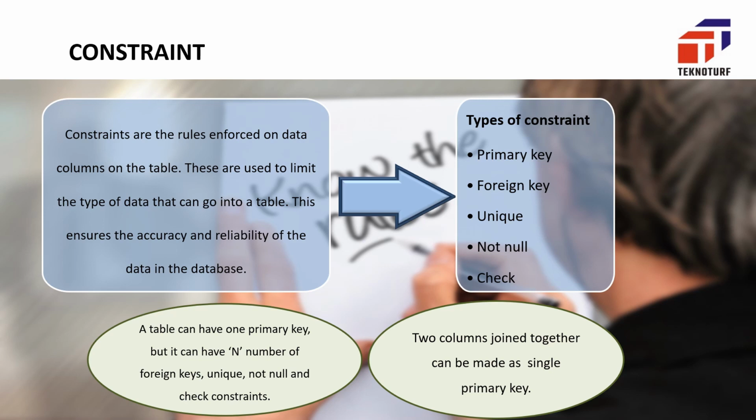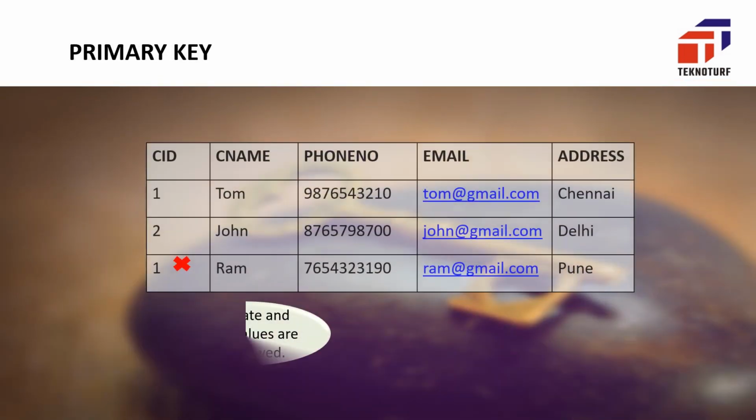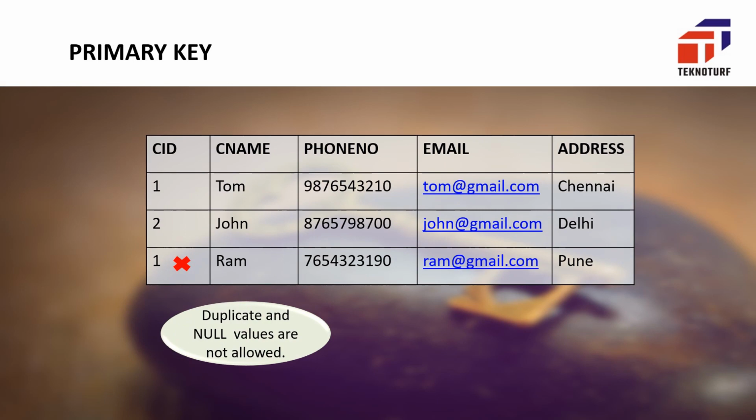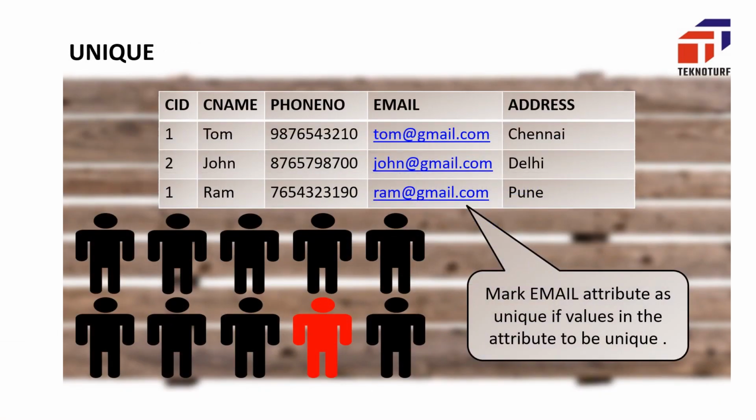A table can have 1 primary key, but it can have a number of foreign keys, unique, not null and check constraints. 2 columns joined together can be made as a single primary key. Each table in a database should have a primary key. An attribute, sometimes attributes, defined as primary key must be unique and must hold a value to identify the record. Here, we can make CID the primary key, so that it does not allow any duplicate value and null value.